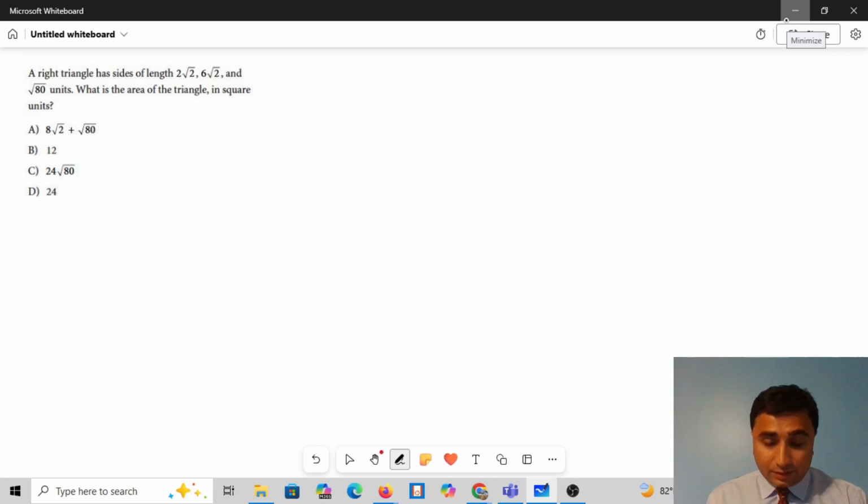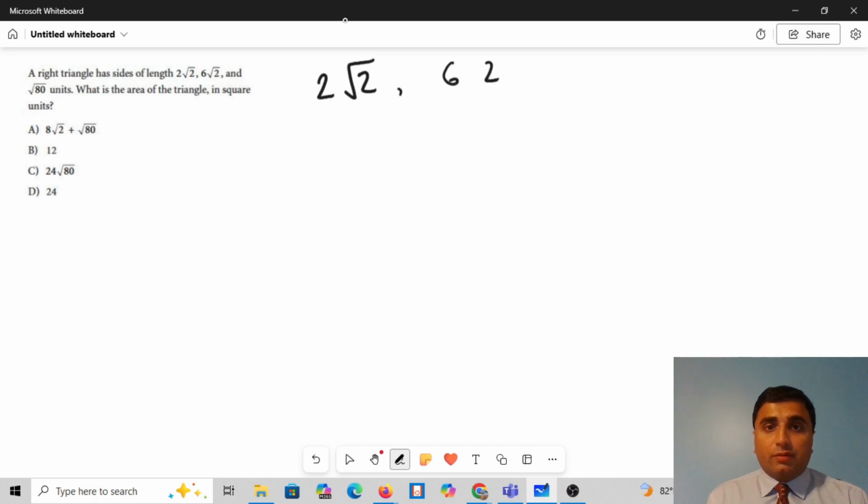So let's write down these side lengths first. 2 times the square root of 2, then 6 times the square root of 2, and then square root of 80 units. Okay, we have to find the area of the triangle in square units.